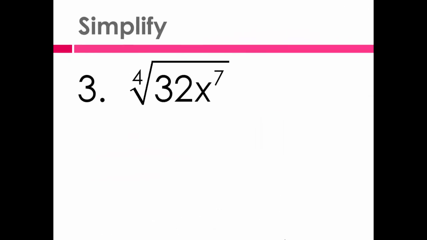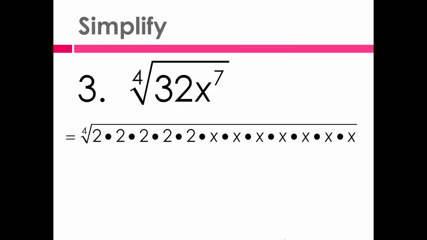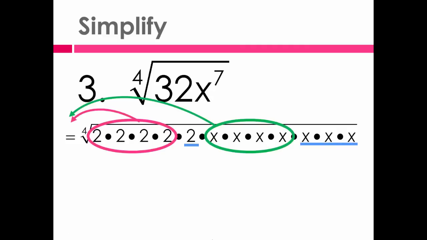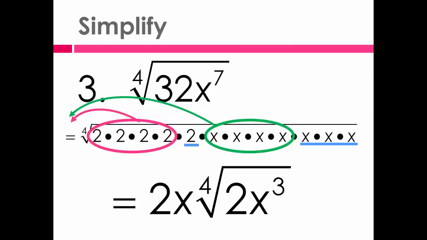Copy down example 3. In your calculator, do 32 math 4, enter. This is a 4th root, so we're going to circle anything we have 4 of a kind. And I usually underline or highlight what got left behind. So on the outside of our radical, we'll have 2x, but what got left behind was the 2x cubed.